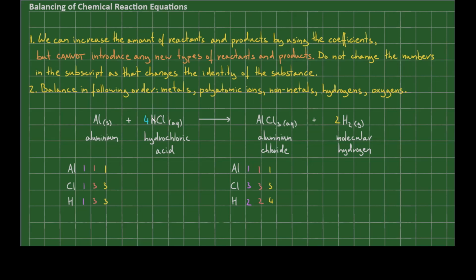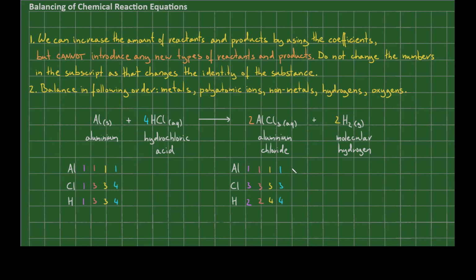On the reactant side, I have 1 aluminium, now 4 chlorines and 4 hydrogens. On the product side, 1 aluminium, 3 chlorines and 4 hydrogens. So balancing the hydrogens has upset the number of chlorines. To fix that, I'm going to increase the number of aluminium chlorides. Currently I only have 1. I'm going to place a coefficient of 2.